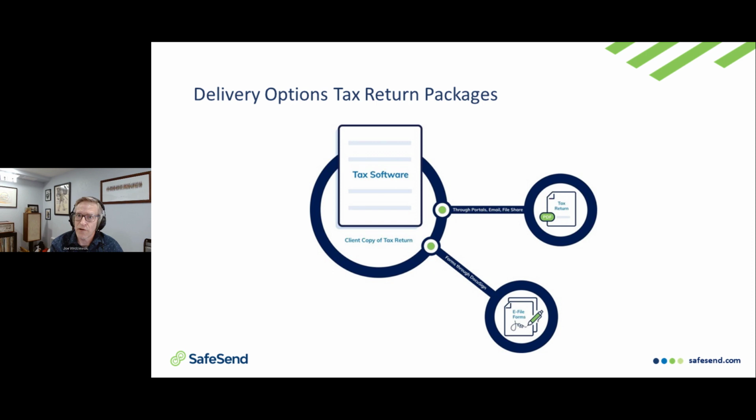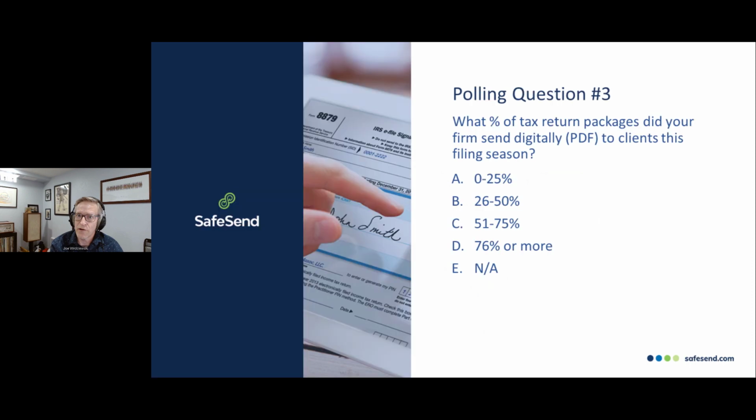And that is going to bring us here into the 3rd polling question. Okay. Our next question is, what % of tax return packages did your firm send digitally, like with a PDF, to clients during this past filing season? And your options are just 0 to 25%, 26 to 50%, 51 to 75%, 76 or more, or not applicable because you don't do that sort of thing. So go ahead and click the option that most aligns with your experience and then click submit.